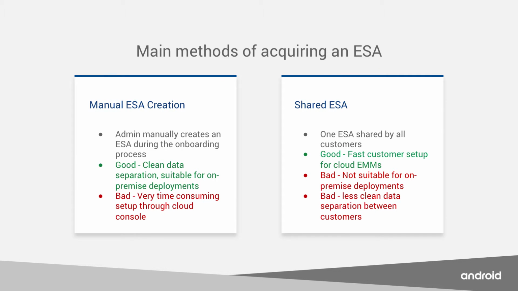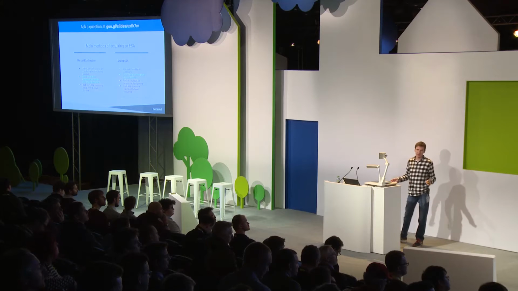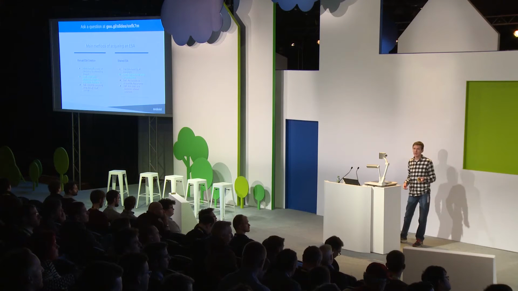So today there are two main methods of acquiring an ESA. The first thing that you can do is instruct an admin to go to the Cloud Developer Console and actually create one of these things. And this gets us the data separation that I talked about, which is the reason why we have this model. But it has the drawback of being complicated. The Google Cloud Console is a totally separate product, and the admin has to go through a ton of steps to actually get this thing set up.